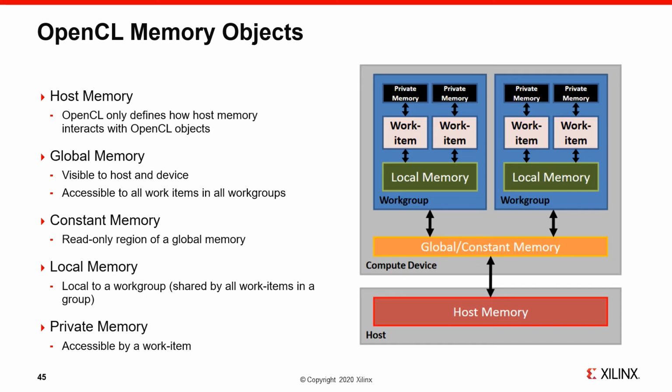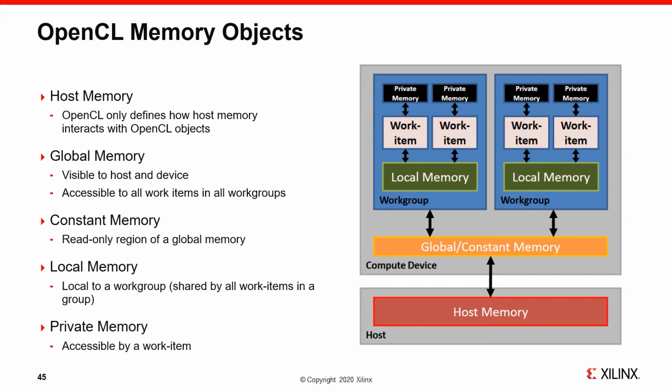In our model of host CPU plus FPGA accelerator, the host memory is usually the DRAM in the host computer or server. Only the host program has access to this memory. Global memory will be visible to host and devices and is accessible to all items in a workgroup. This is usually memory connected to the FPGA accelerator platform that can be accessed by the host CPU over the PCIe connection and also by hardware kernels in the FPGA.